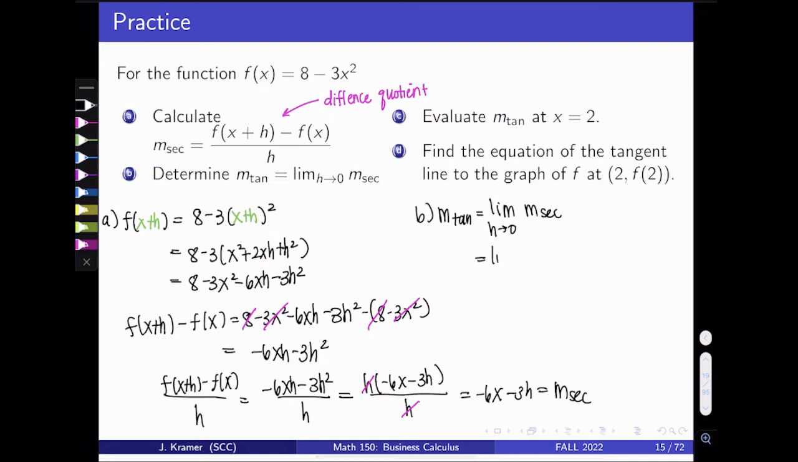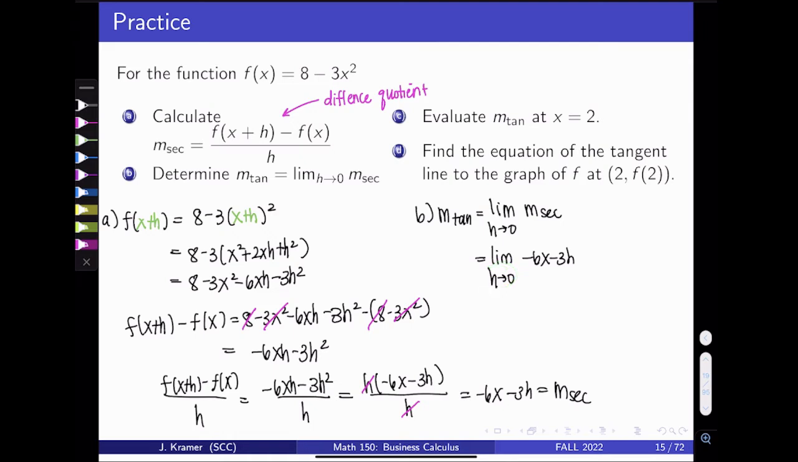We're looking at the limit as h approaches 0 of the quantity negative 6x minus 3h. Notice that in negative 6x minus 3h, the limit is only for h. We won't evaluate x, just h. That's what the limit notation is telling us.